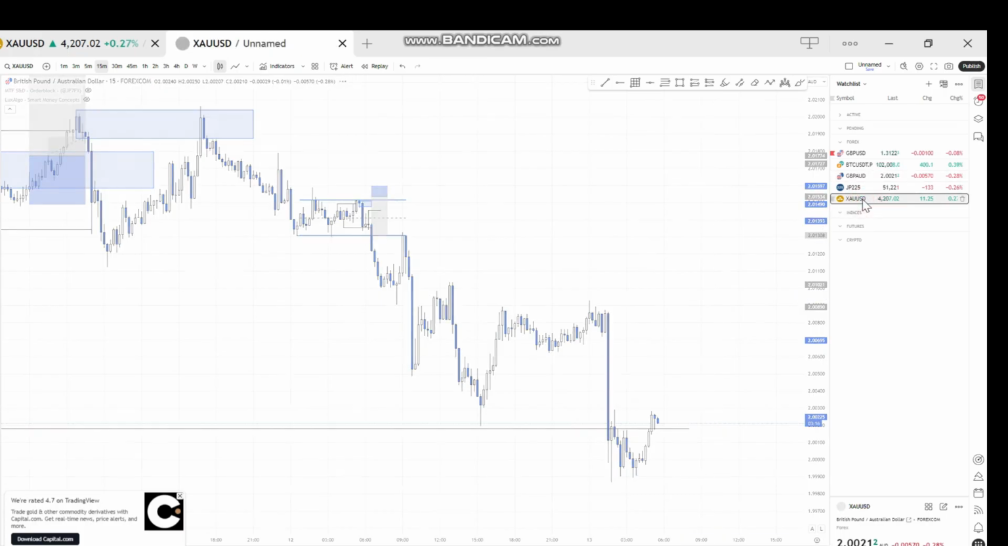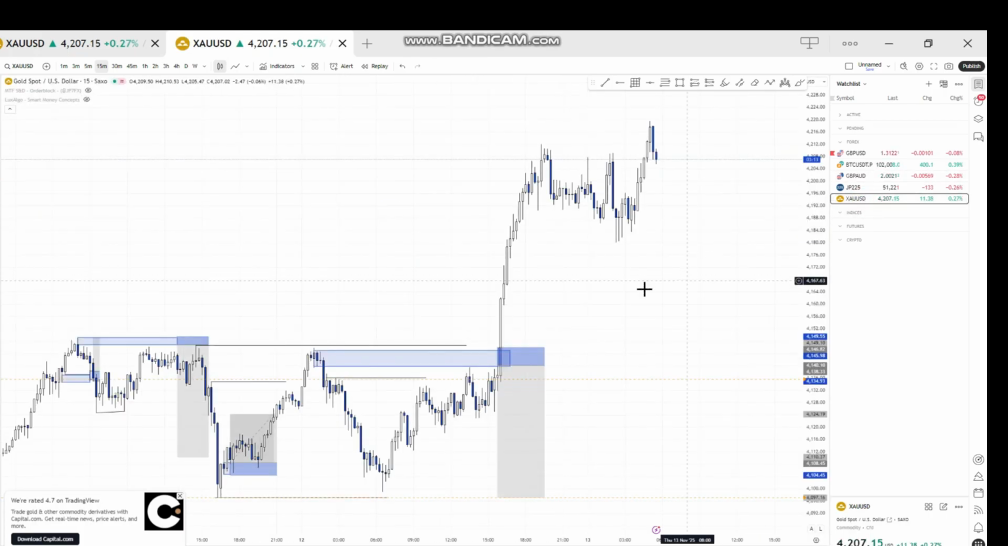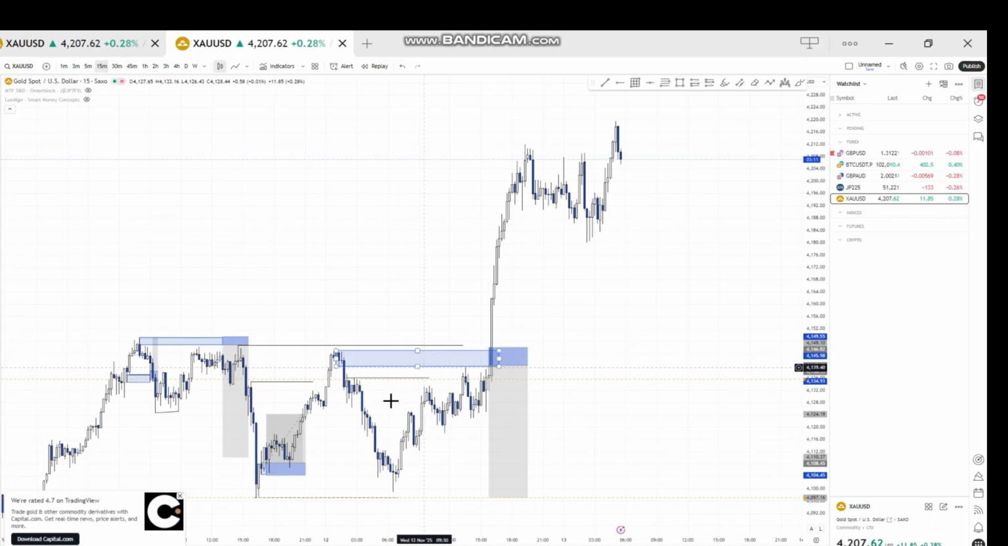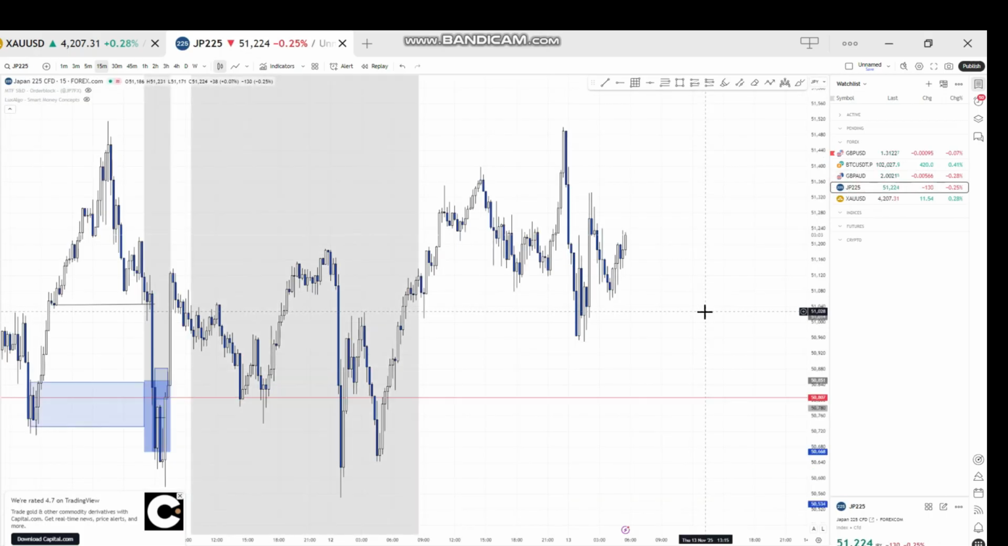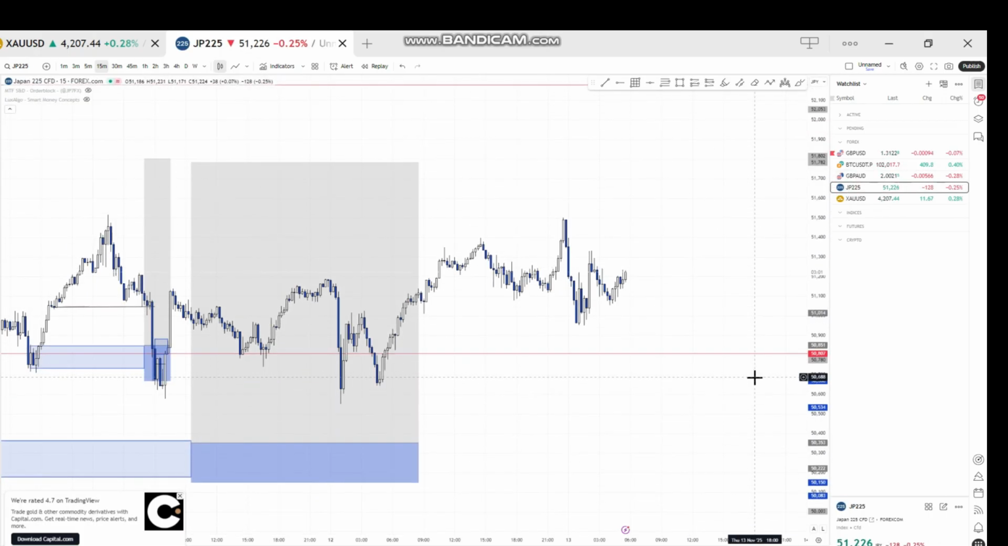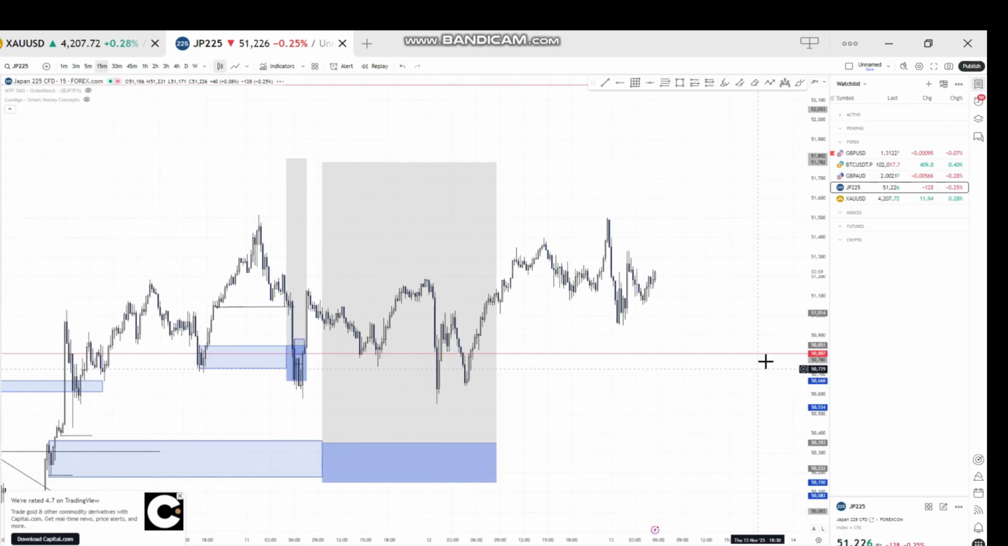For gold, we took a crazy stop loss. You can see what happened here. It looked as if this market was selling, then it popped my stop loss. Japanese index, nothing on this pair. I'll just keep watching.